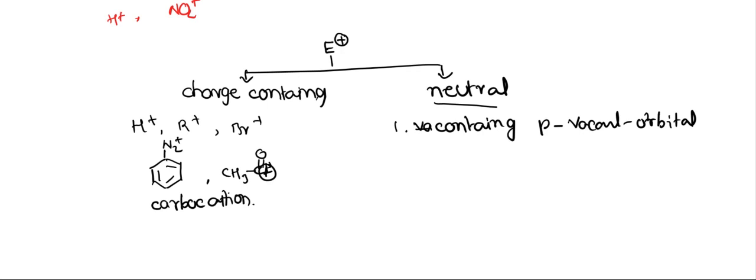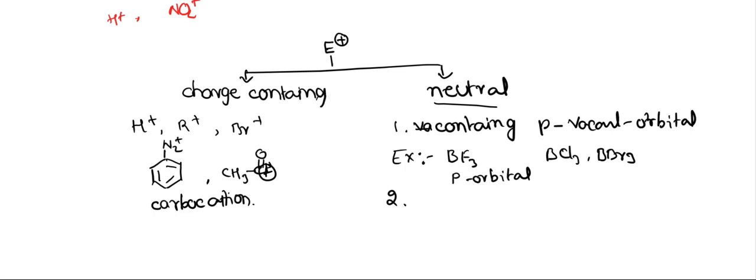For example, you will understand if I give the examples. Let us see some examples. BF3 is a boron compound where the p orbital is vacant, and you will see BF3, BBr3, BCl3, and these all have vacant p orbitals. And even if it is a vacant d orbital, it can also act as an electrophile.